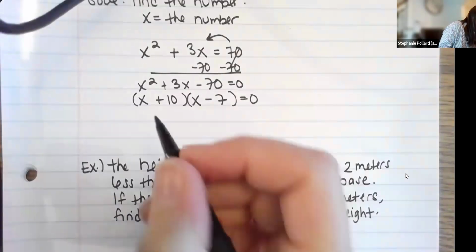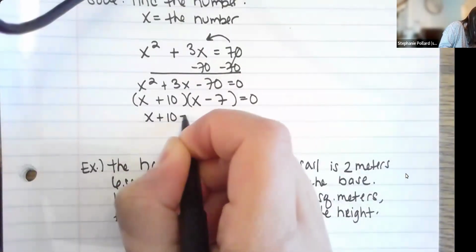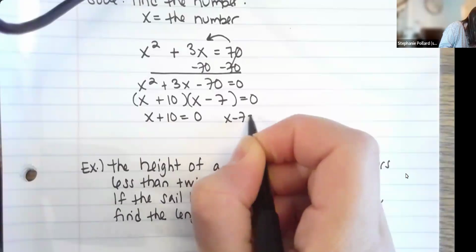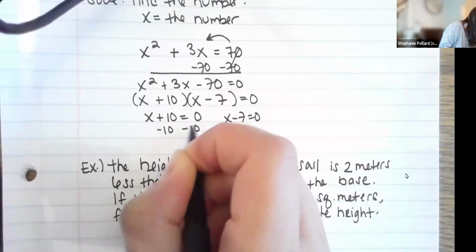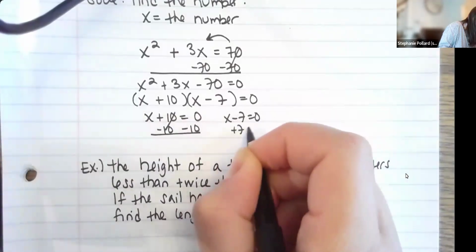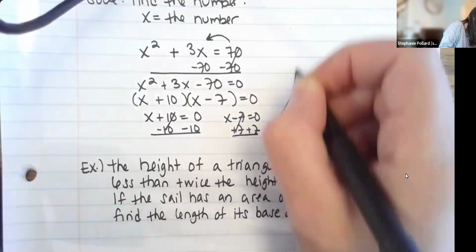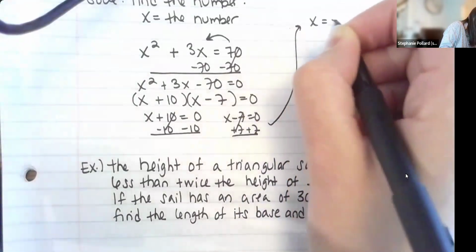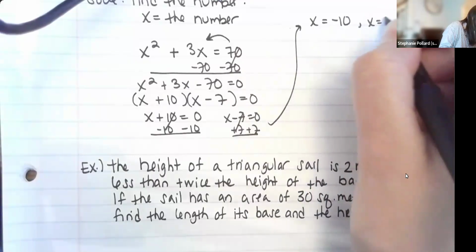And then once you have that, we're going to go ahead and set each factor equal to 0 and solve. Now I'm going to go ahead and write my answers over here because I'm running out of room. So I have x equals negative 10, and I also have x equals 7.